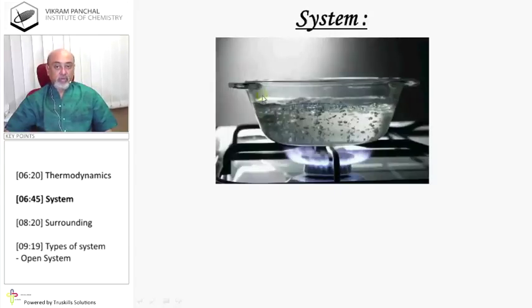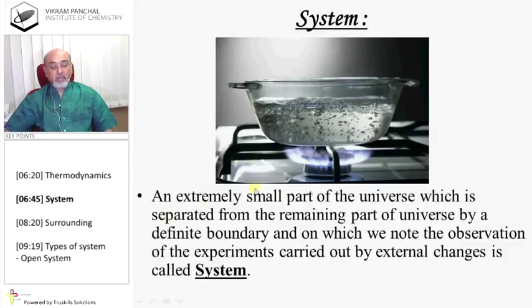System. If we want to carry out any reaction, we need a container like this, for boiling of water in this container. So what is a system? An extremely small part of the universe which is separated from the remaining part of the universe by a definite boundary, and on which we note the observation of the experiments carried out by external changes, is called a system. So here, what is a system?